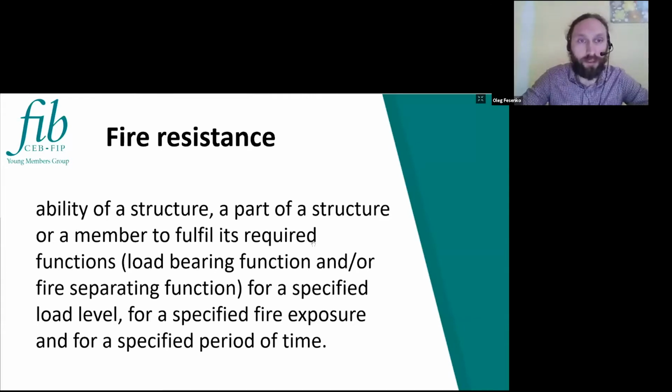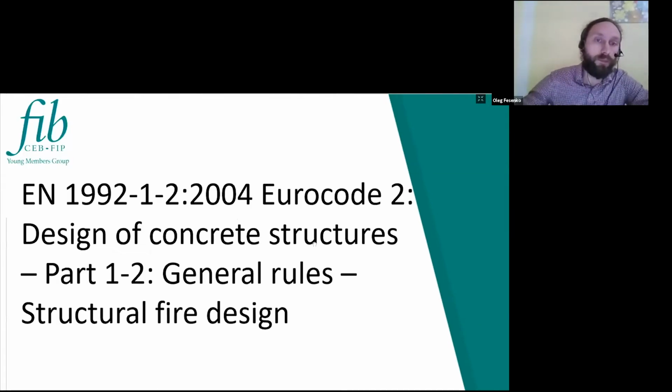About fire resistance, the definition is the ability of a structure or part of a structure or member to fulfill its required functions, load bearing function and/or fire separating function, for a specified load level, for a specified fire exposure, and for a specified period of time. EN 1992, Eurocode Part 2, Eurocode 2: Design of Concrete Structures, General Rules, Structural Fire Design.